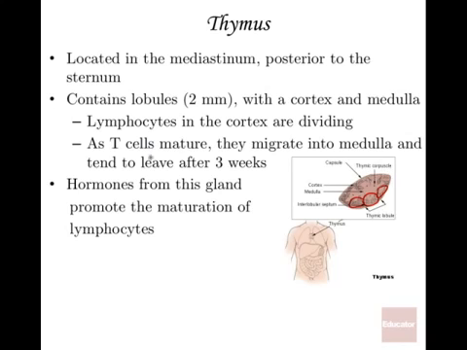And the way that I remember that is thymus starts with a T, so T cells mature in the thymus. There's another kind of lymphocyte called B cells, which we're going to talk about more later at the end of this lesson. So these T cells, as they migrate into the medulla, they tend to leave and actually go out into the vessels after about 3 weeks. They're ready to go. And there's different types of T cells, which we're going to go over in a bit. Hormones from this gland promote the maturation of lymphocytes, specifically the T cells.